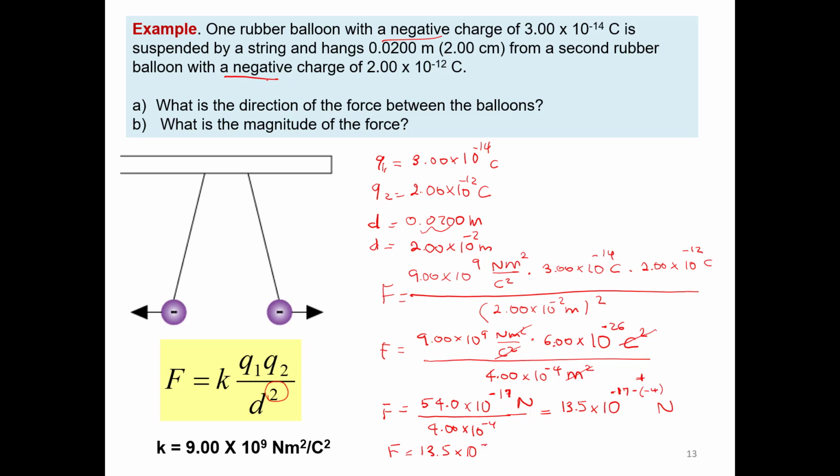Yes, negative 13 newtons. This is right, but if you want to write it in scientific notation, remember we move to the left, we need to add 1. Yes, we move one place, we need to add 1. Then finally we had 1.35. Finally, the force equals 1.35 times 10 to the power minus 12 newtons.